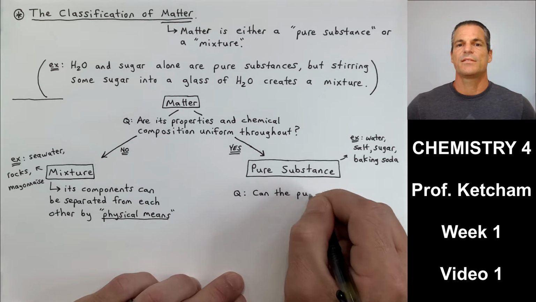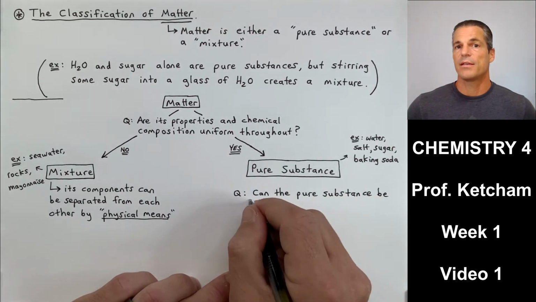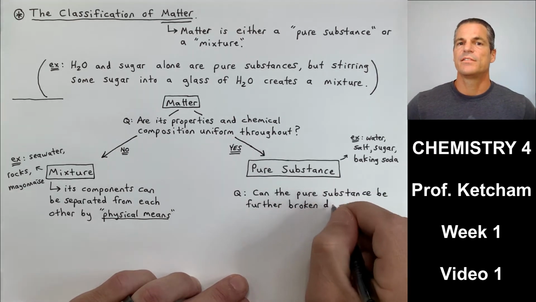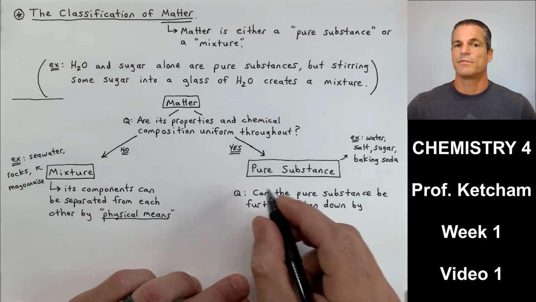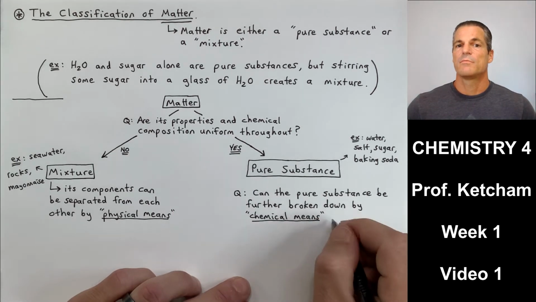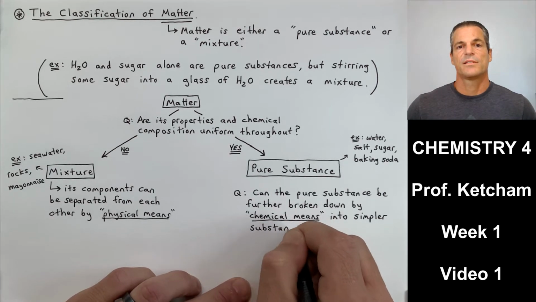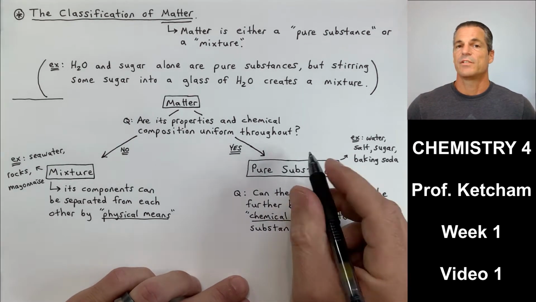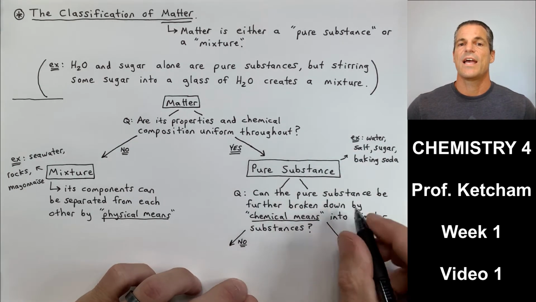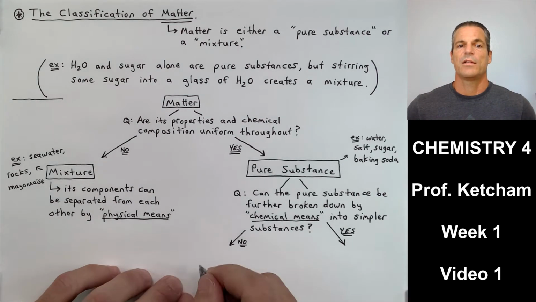Pure substances, examples are water, salt, sugar, baking soda. To separate pure substances even further, we have to ask ourselves the next question: can the pure substance be further broken down by chemical means into simpler substances? If the answer is no on the left, then we have what are known as elements. So I'm going to put a box around elements there.